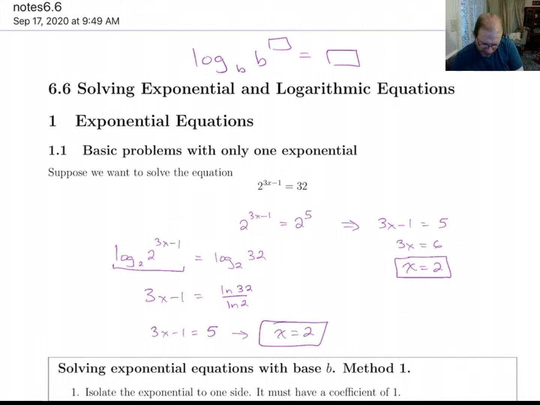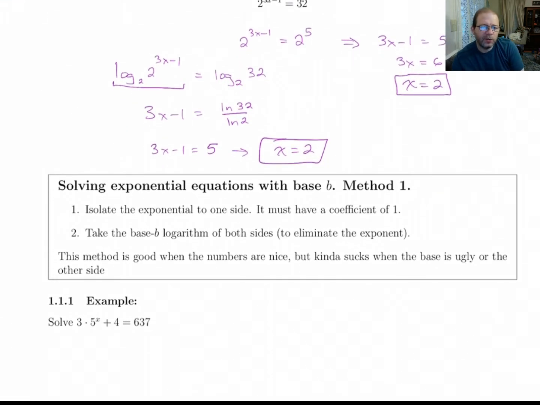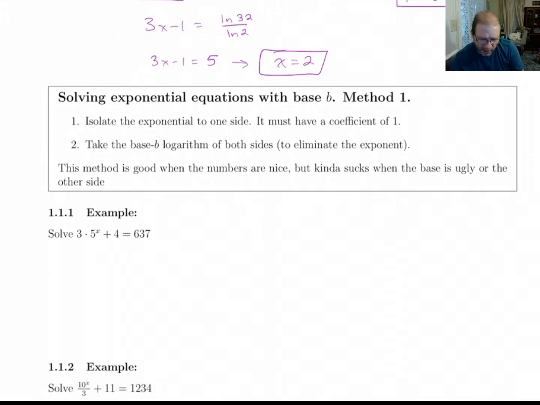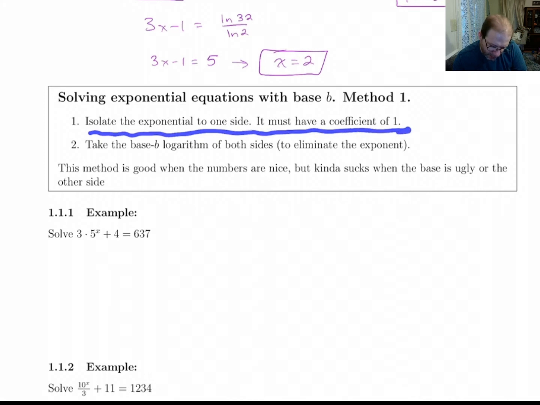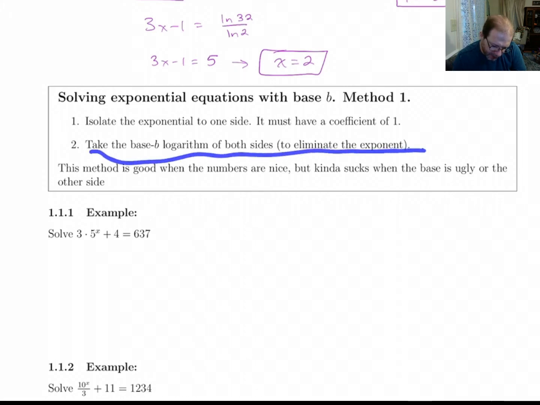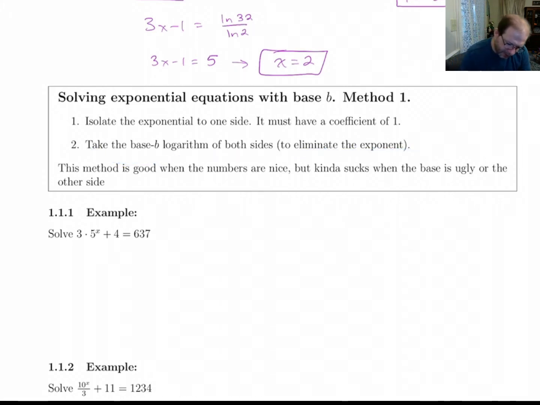So let's look at the general way to deal with these types of things. When you're solving an exponential equation and the base is b, what you want to do is first isolate the exponential to one side, and you want to be sure that it has a coefficient of 1. Then once you've got that, you take the base b log of both sides to eliminate the exponent. And this method is good when the numbers are nice, but it's bad if the base is ugly or if the other side is not a nice number.